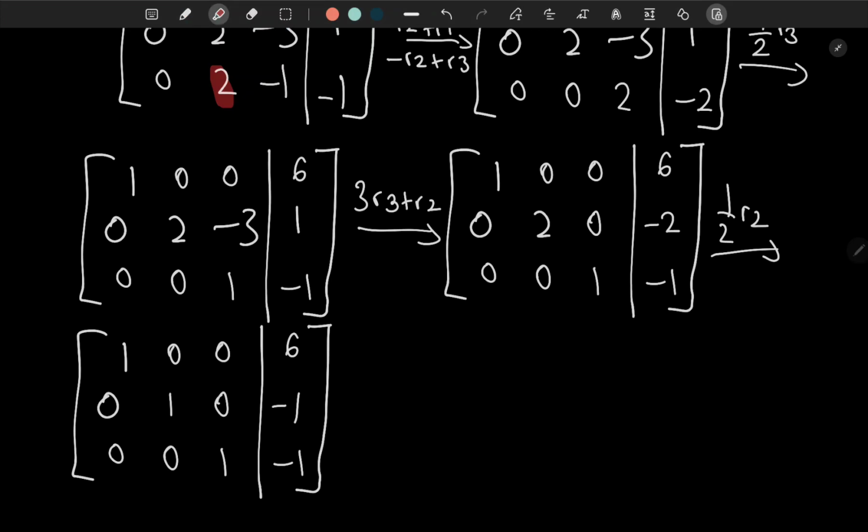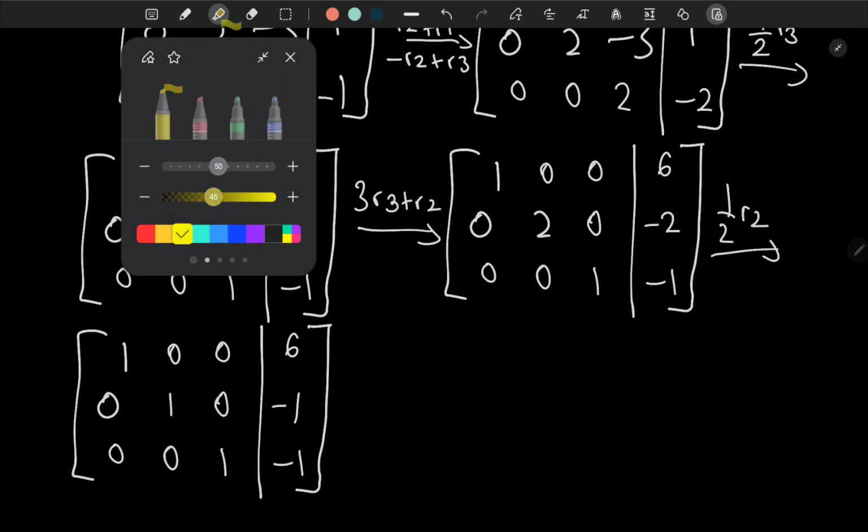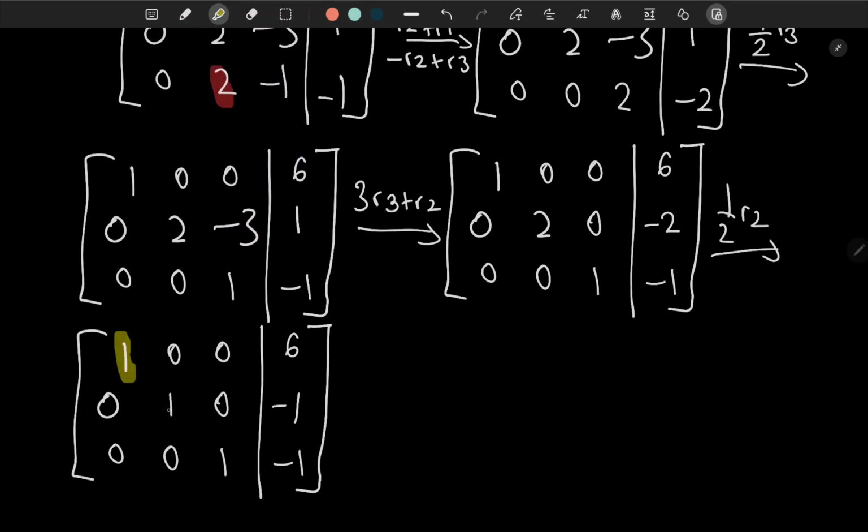We can highlight the pivots now in yellow. This is the first pivot, this is the second pivot, and this is the third pivot. Now we can write it into the equations format again. So x1 is equal to 6, x2 is equal to -1, and x3 is equal to -1.